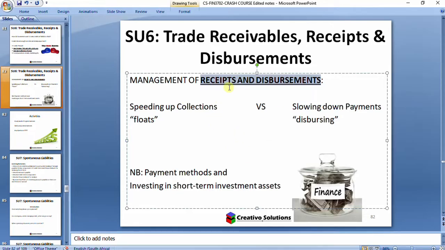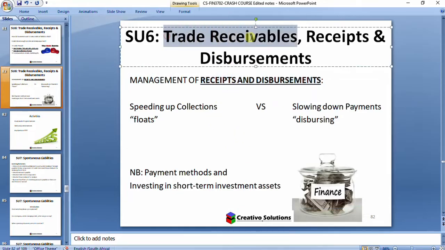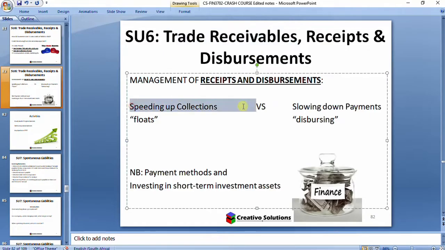If you're looking at managing receipts and disbursements, when you're looking at trade receivables, what can we do to improve our collections? Give me some thoughts. Give me some ideas. We can give discounts. Good. Discounts is one. Speeding up our collections. Payment methods. Offering more payment methods. Okay, giving them more options.